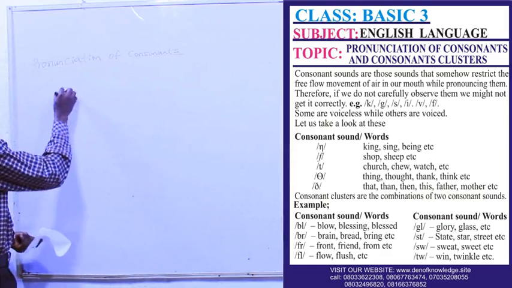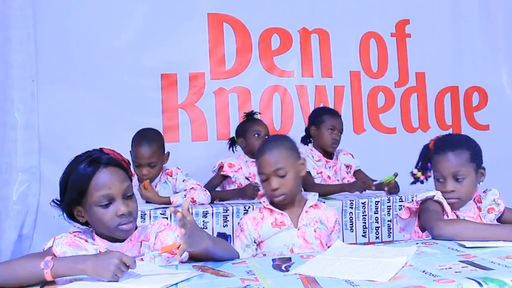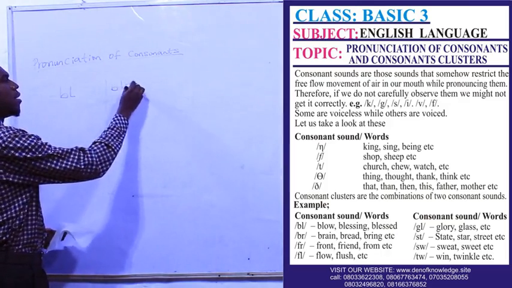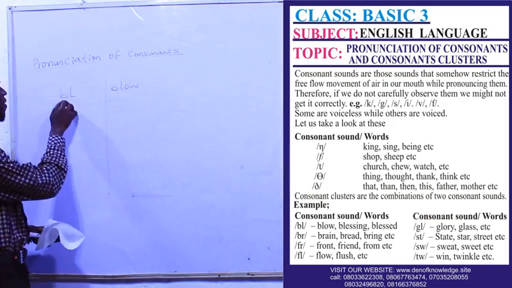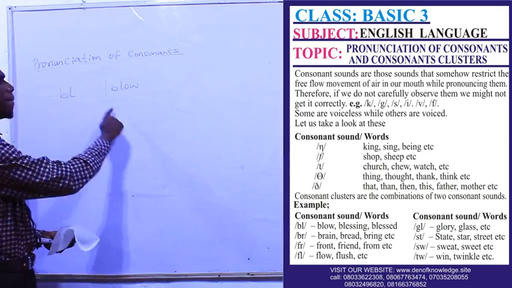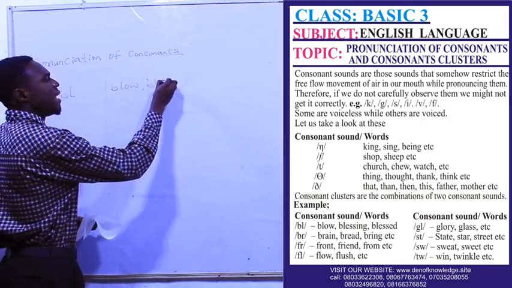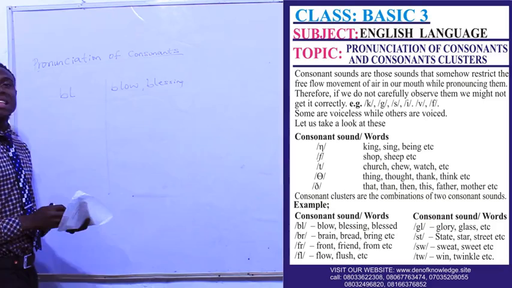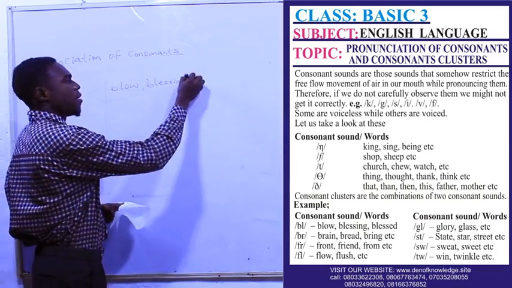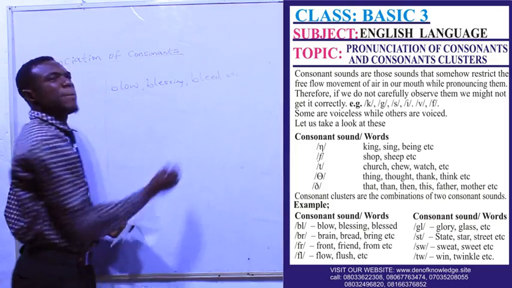Example, I have the B, L. This is a sound, bl. How do I pronounce this? So it's very simple. Just keep your mouth as if you want to pronounce the first one and then add this one: bl, bl. So we have blow, blow. We still have blessing, blow, blessing. We still have bleed, etc.